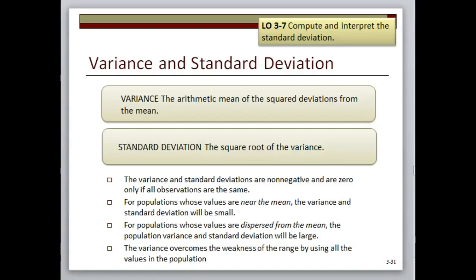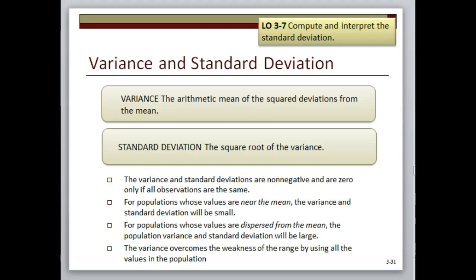We're going to start with variance and standard deviation. The variance and the standard deviation are the most commonly used measures of dispersion. The standard deviation is the square root of the variance. The variance and the standard deviation are always non-negative, will be zero if all the observations are the same, and will be a positive number if the observations are not all the same.